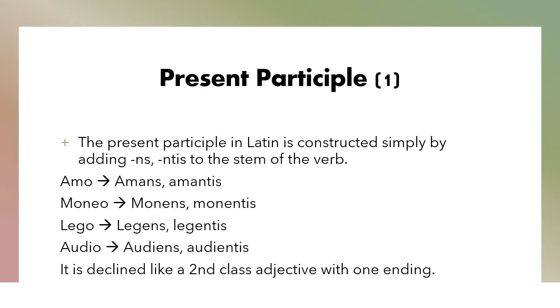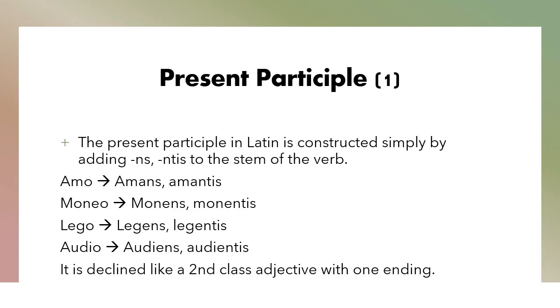So let's start from the present participle and let's see how it is constructed. The present participle in Latin is constructed simply by adding ns, ntis to the stem of the verb. So I chose one verb for every conjugation. First conjugation, amo, amans, amantis; moneo, monens, monentis; lego, legens, legentis. Potentially we also have the third conjugation i-stem, for example, capio, we have capiens, capientis, and in the end, fourth conjugation, audio, audiens, audientis.